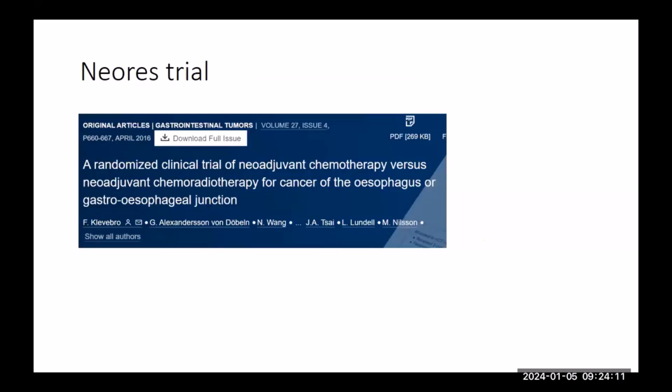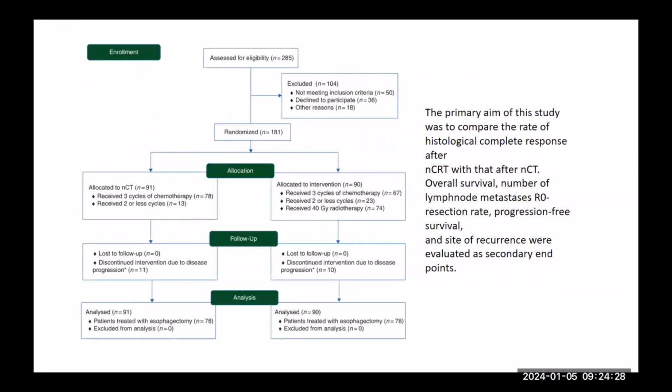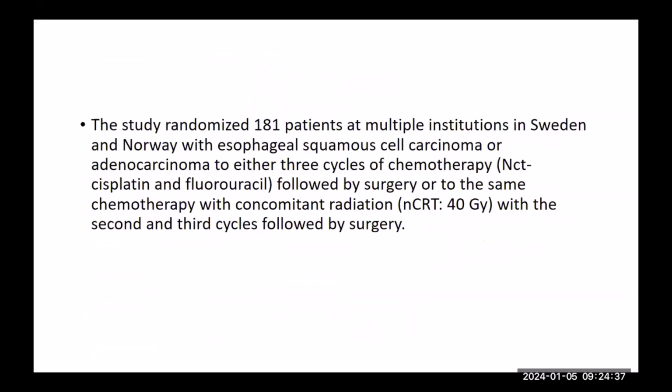Once we have the CROSS and the FLOT, then we wanted to compare which of the two is better. Is the NACTRT better or is the perioperative therapy better? So the Neo-AEGIS trial, again, we said the optimal modality for locally advanced esophageal cancer, we don't know. Both the CROSS regimen and the perioperative have shown good responses. So in this trial, we allocated the patients. The first group received NACT and the other group received NACTRT.